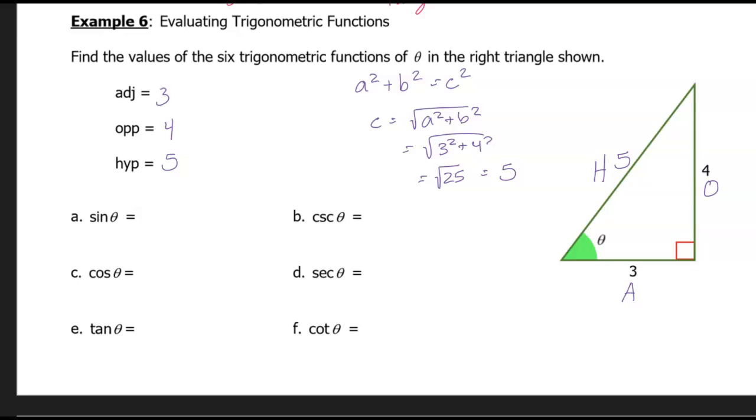You are going to get so sick of using the Pythagorean theorem. Oh boy, I hope you're not sick of it already. Oh no.